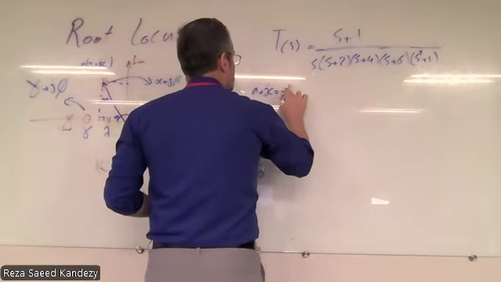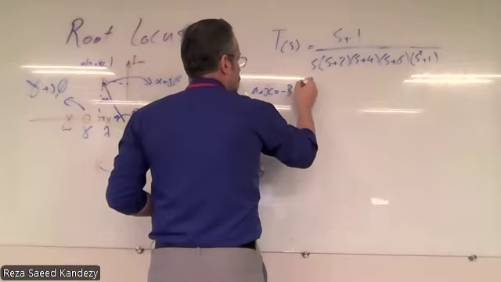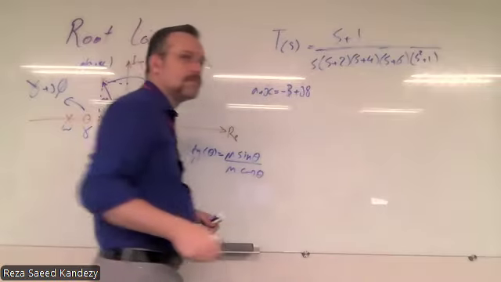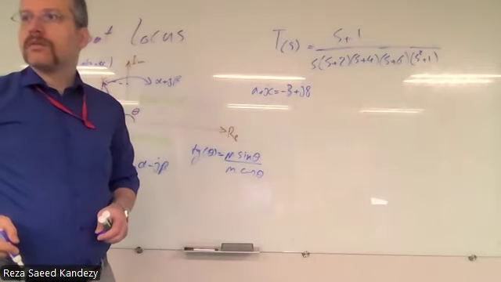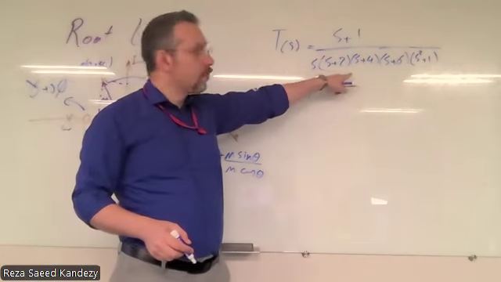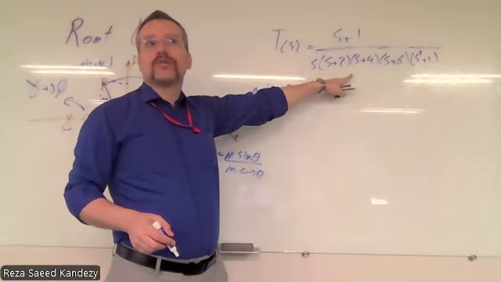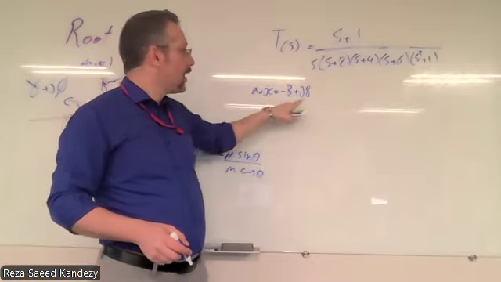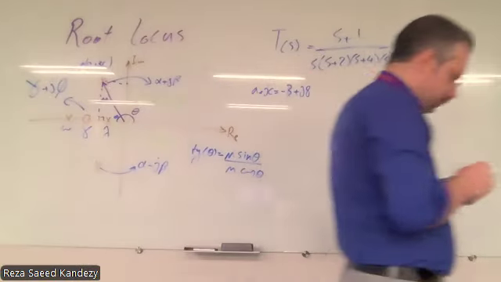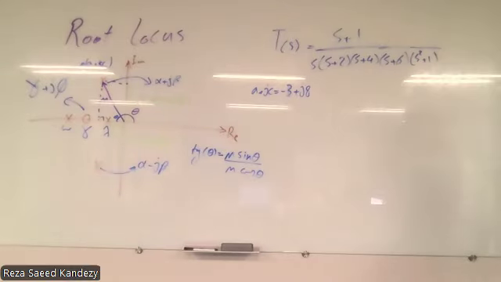If you want to put, for example, the point alpha plus jc, which is, for example, minus 3 plus j8, okay, now putting that number in the transfer function would give you a hell of a challenge to calculate T at that point. But look at this system.